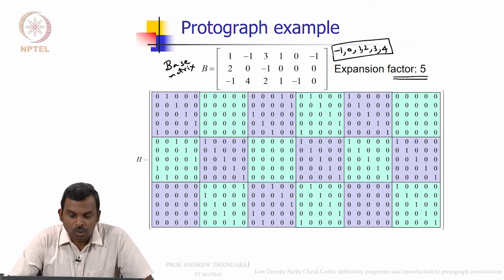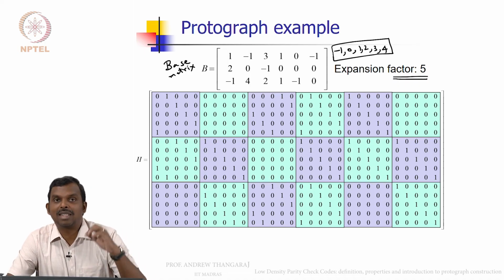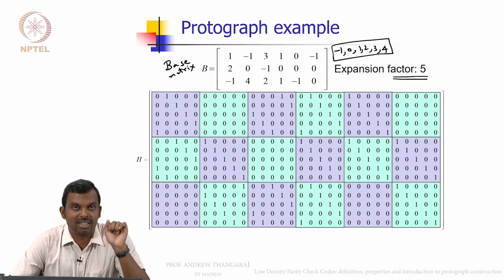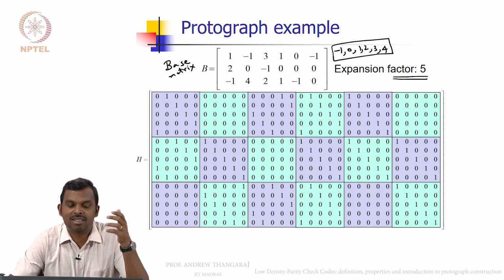This is an example of a base matrix that we are going to use to illustrate what happens in this expansion. Now the base matrix itself is not a parity check matrix. You can see clearly it's not binary. It has -1 entries and 3 and 4 and all.